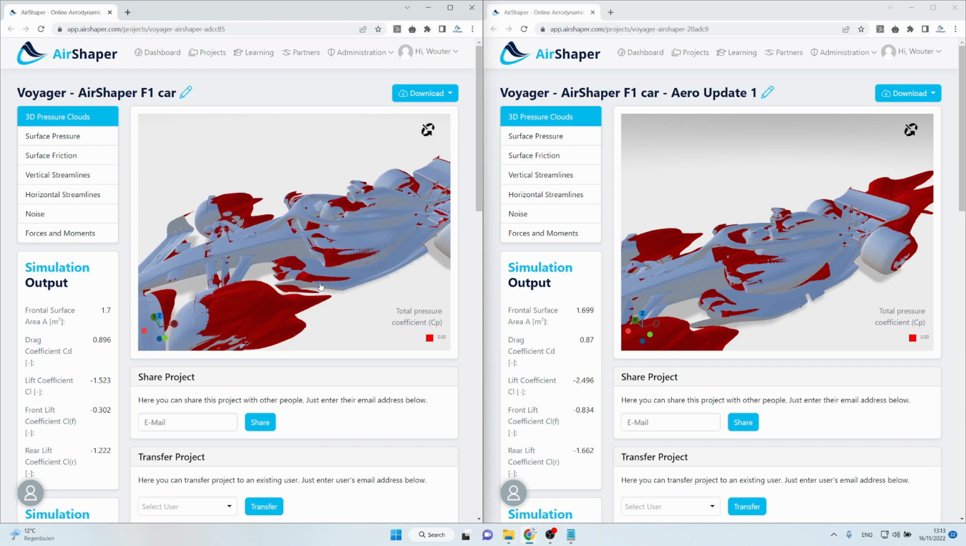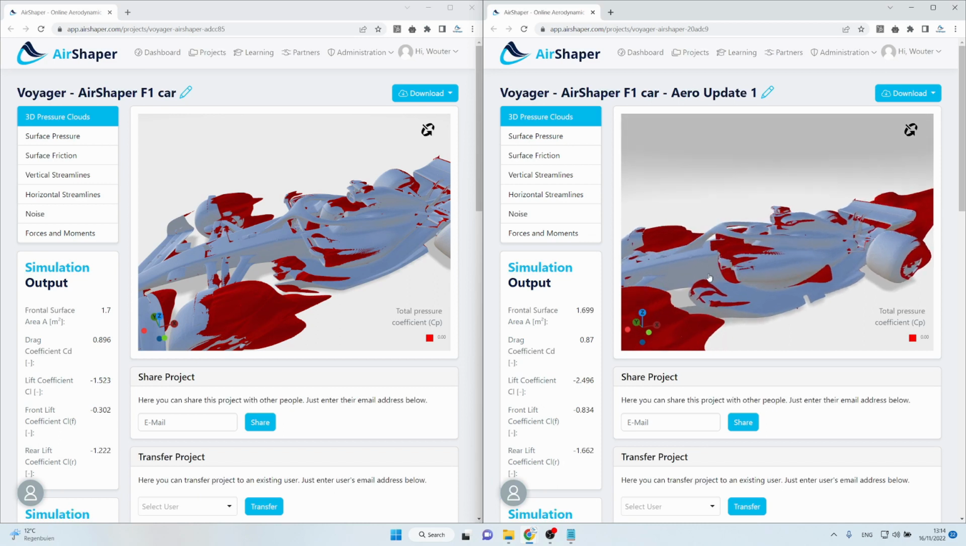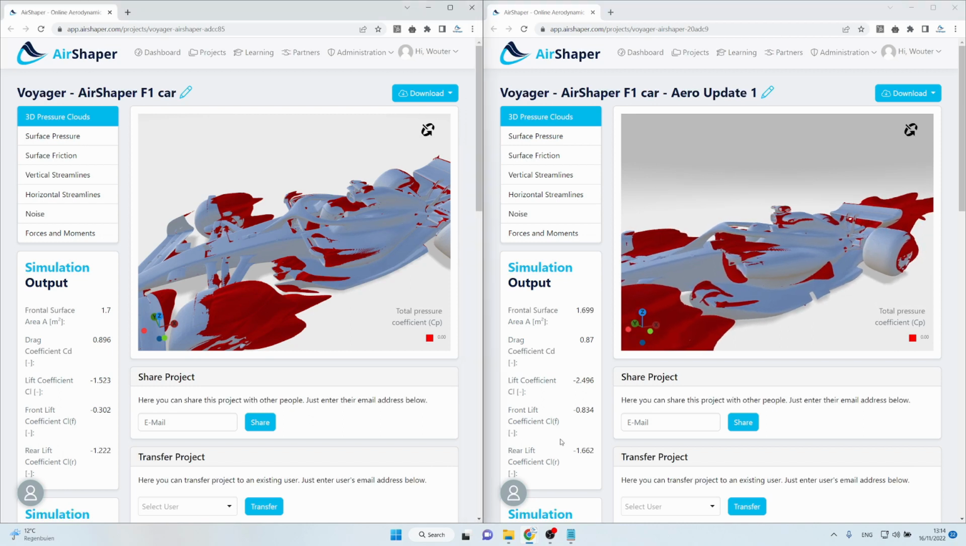Over here, you can see that at the entry of the underfloor, we had some flow separation. It has been slightly improved. But still, we can improve it even further by changing the geometry, the local angle of attack of the air, so that it doesn't have to jump up too much and actually cause flow separation here.